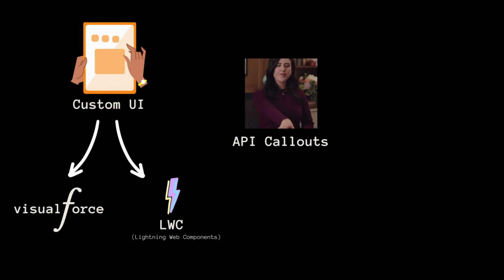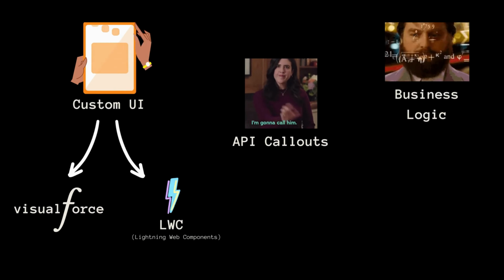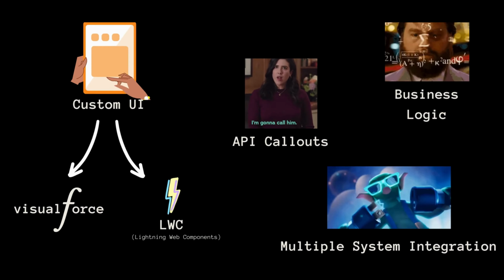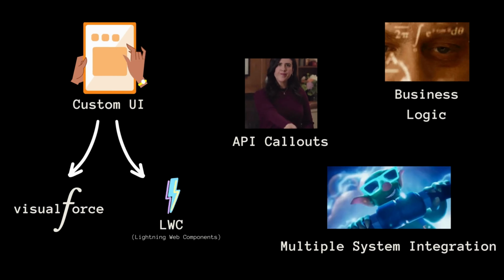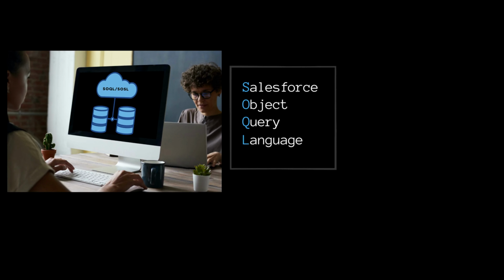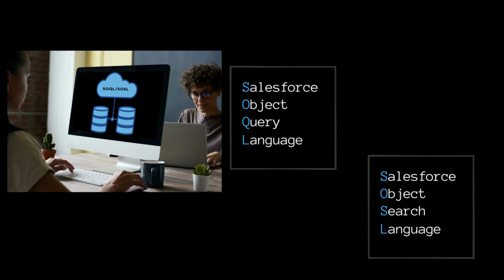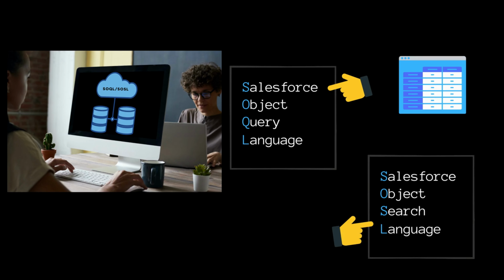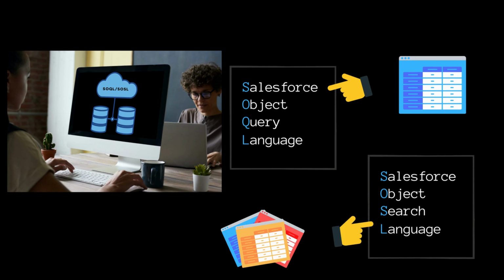API callouts are also possible, with additional features such as adding business logic to a Salesforce org, as well as integrating multiple systems. Querying data from the Salesforce platform using Apex is possible using either SOQL, which stands for Salesforce Object Query Language, or SOSL, which stands for Salesforce Object Search Language. Query language is used to query records from a single object. On the other hand, search language can be used for multiple.